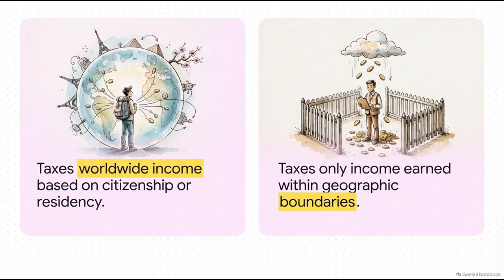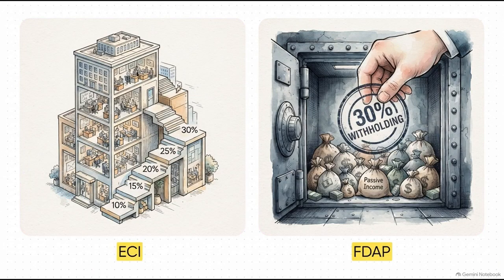On the flip side, you have source-based jurisdiction, where they only tax the income you earn within their actual geographic boundaries. Now, what's super interesting here is that the U.S. applies a hybrid approach. It taxes its citizens and residents on their worldwide income, but it taxes non-residents only on their U.S. source income. Now, when the U.S. does tax a non-resident, it neatly categorizes their income into 2 very distinct buckets. The first is effectively connected income, or ECI.